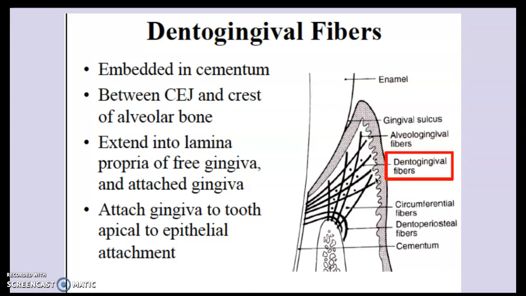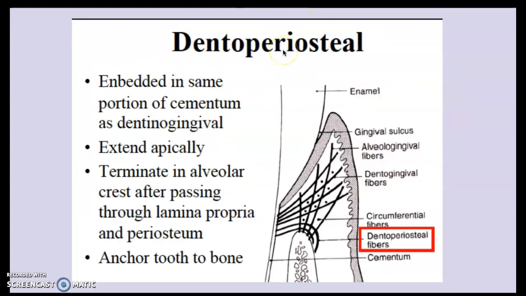Dentogingival fibers, this is embedded in the cementum. So here are your circumferential fibers right here. Dentogingival fibers are a little bit higher up. It's between the CEJ and the crest of the alveolar bone. It extends to the lamina propria of the free gingiva and attached gingiva. So the circumferential was free gingiva only. Dentogingival does free and attached gingiva. And this attaches the gingiva to the tooth, apical to the epithelial attachment. So dental means tooth, gingival means gingiva, it attaches the tooth to the gingiva.